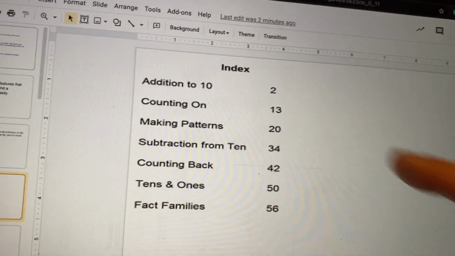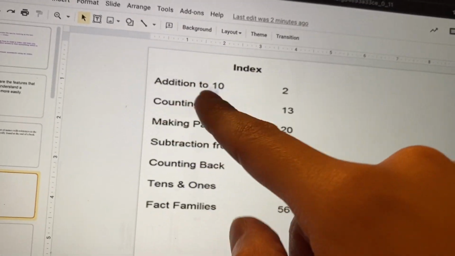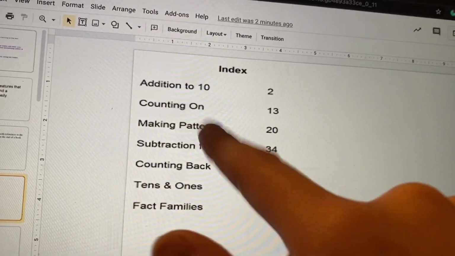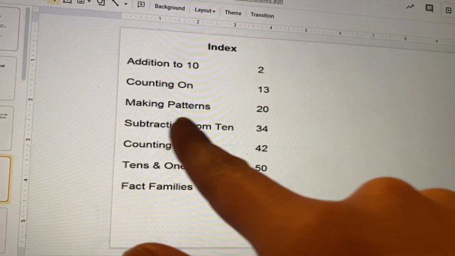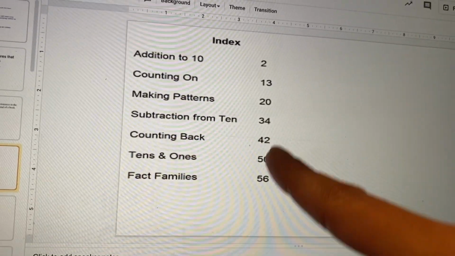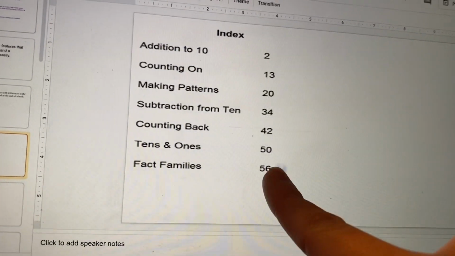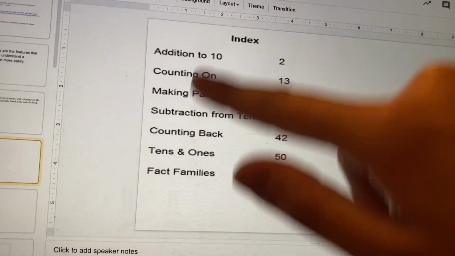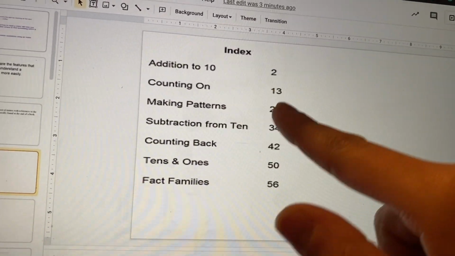So here's an example. The index. Addition to 10, page 2. Counting on, 13. Making patterns, 20. Subtraction from 10, 34. Counting back, 42. Tens and ones, 50. Fact families, 56. So these are the main key points that you're going to find in the book, and then the pages.